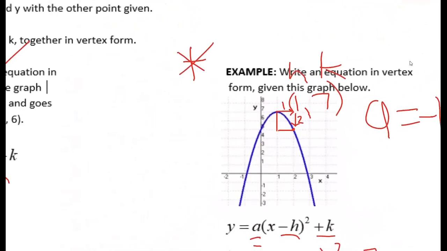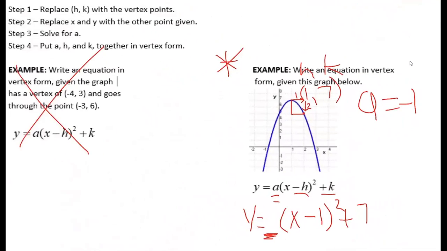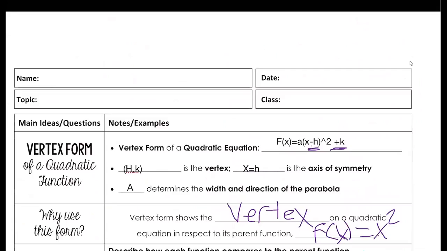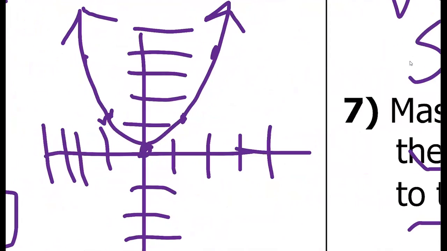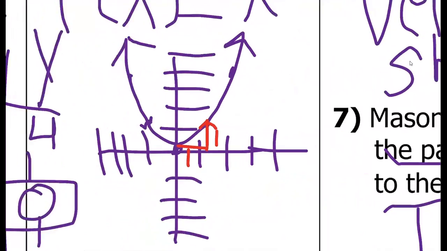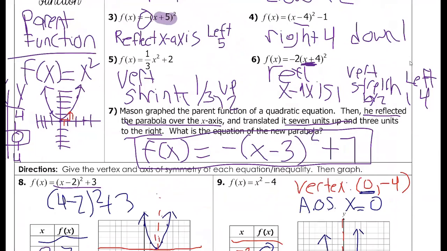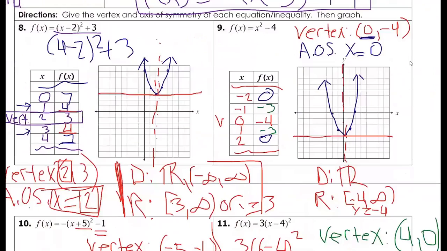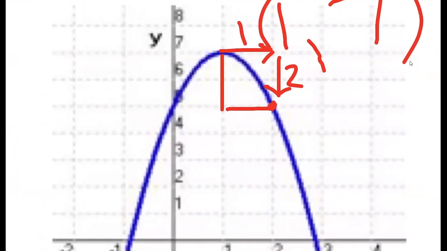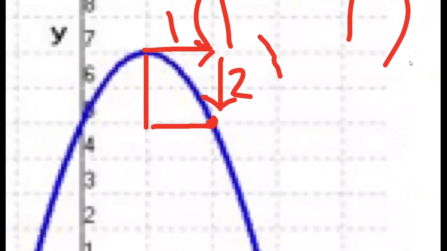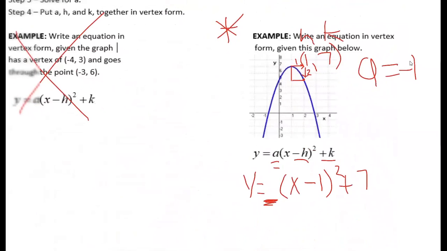So a normal parabola, if you looked at our parent function, usually our original graph goes 1 unit to the right and up 1. So that means this graph was stretched. Since 1 unit to the right, it went down 2, that would mean it's stretched by 2. So our a value wouldn't be -1, it would be -2.